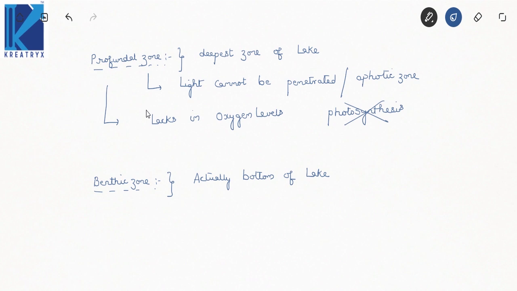See here, what are the characteristics? The temperatures are very cool because light cannot be penetrated. Temperatures are cool because light cannot be penetrated.